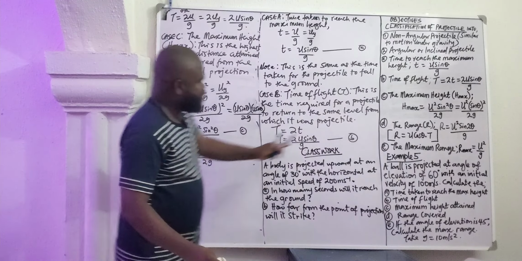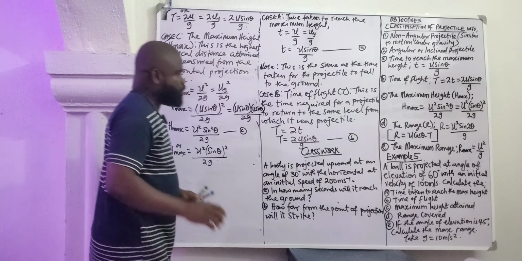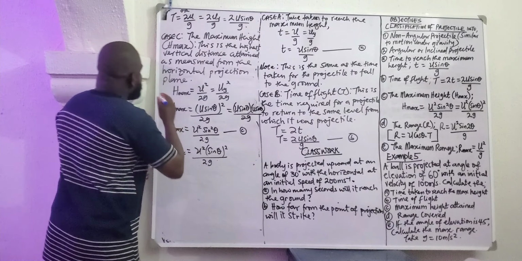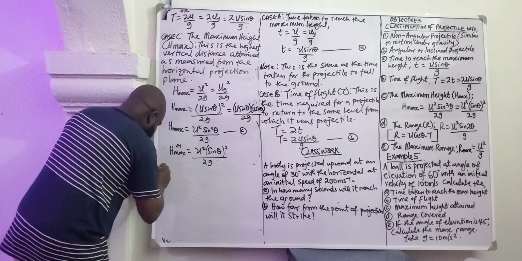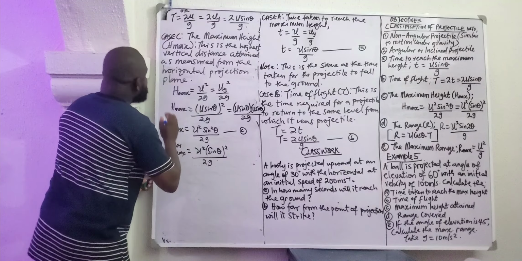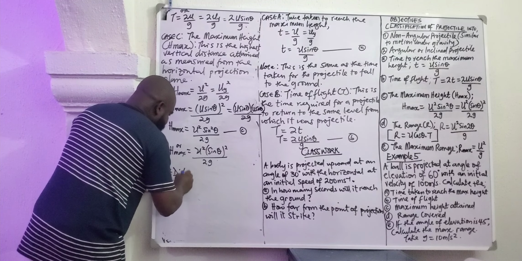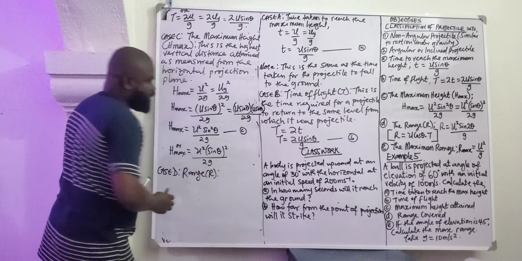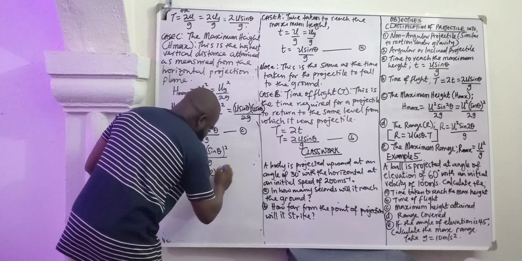Then we have to obtain the range, which is the horizontal distance. Once again, they want us to know the definition for range. So we need to know the definition for range, so that when asked, you are able to define the range.